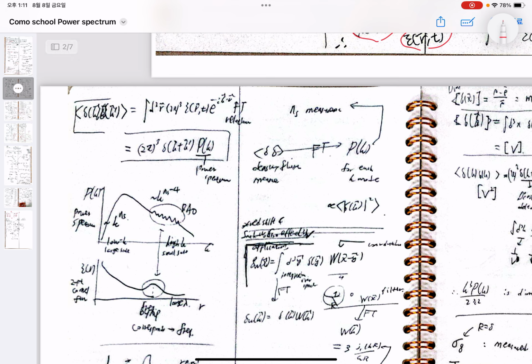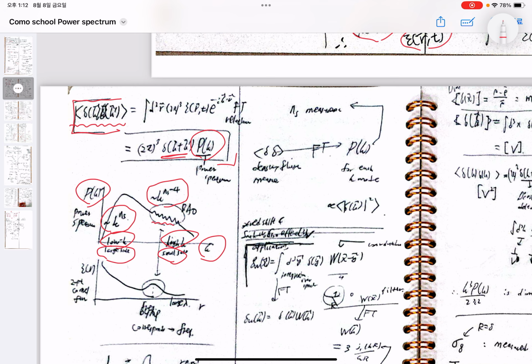So here's the definition of the power spectrum P(k), the 2-point correlation function for the K mode density fluctuations, and this is momentum conservation, and P(k) is the power spectrum. So if we plot the power spectrum over each K mode, in the large scale and low K, the power spectrum P(k) is proportional to k to the n_s. n_s is called the tilt or spectral index. And in the high K and small scale, the power spectrum decreases over K, proportional to k to the n_s minus 4.